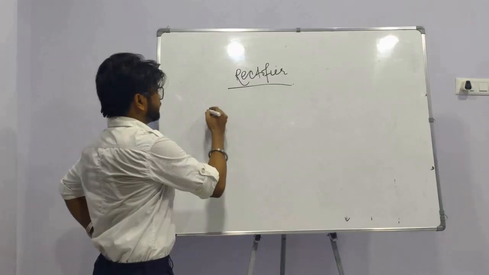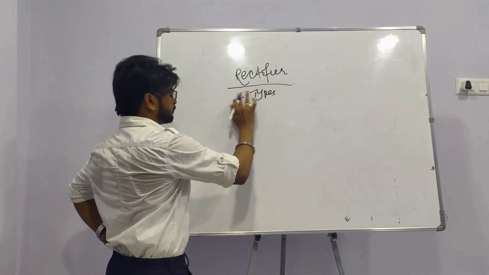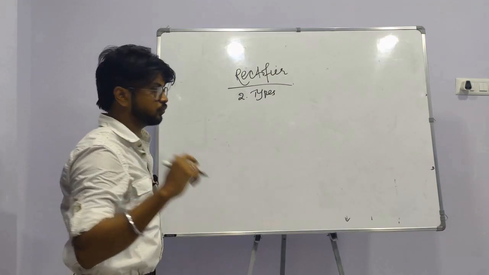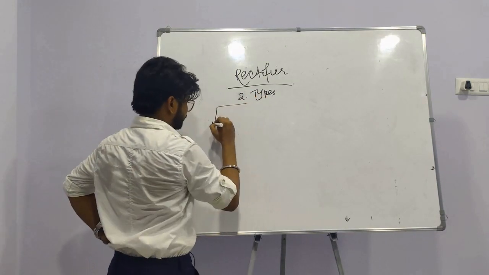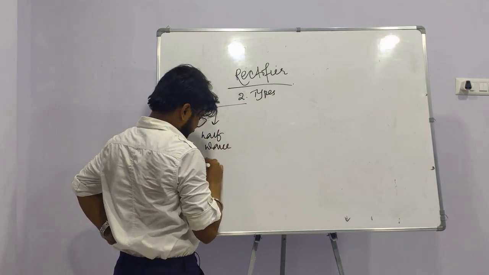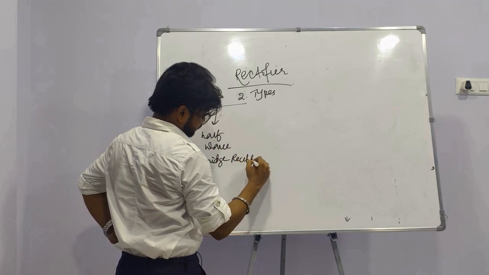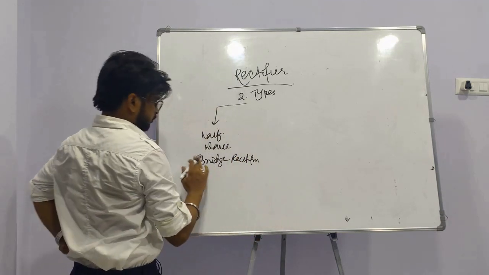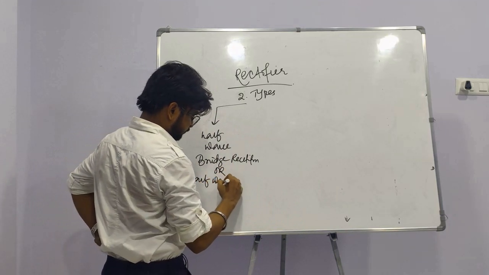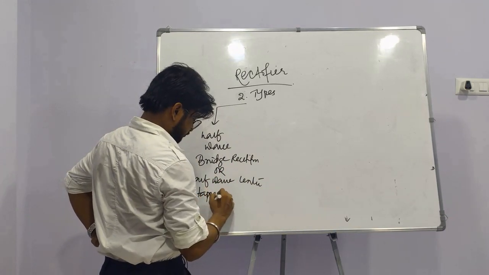So a rectifier can be of three types. It's broadly divided into two types, but the full wave rectifier is of two types. The two types are half wave bridge rectifier, or you could say half wave center tapped rectifier.